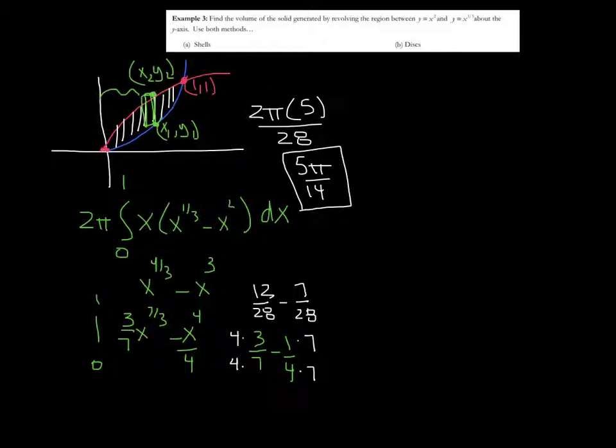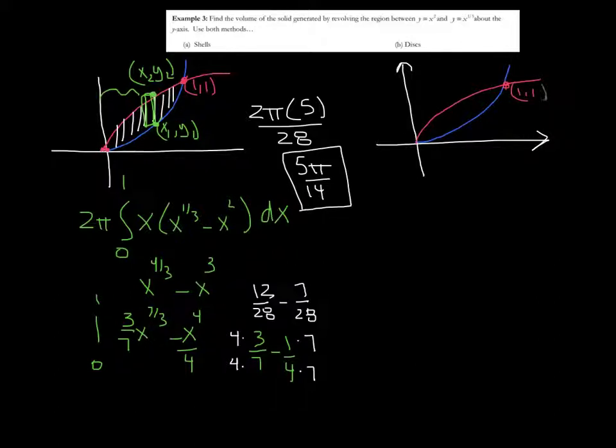Now we're going to do the same thing using the disk method. We're just doing these so you can see that there are different ways of doing these, and you can choose which one you think is better. So once again, we've got the parabola, and then we also have the cube root curve, and they intersect at 1, 1. And the region that we're rotating is this region right here. We're rotating around the y-axis, and it says discs, but they really mean washers, so we're going to use the washer method.